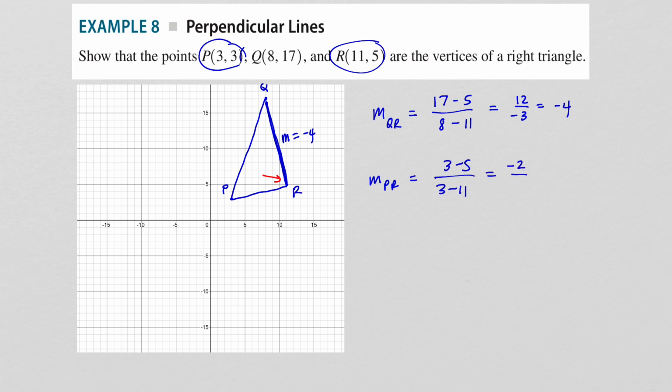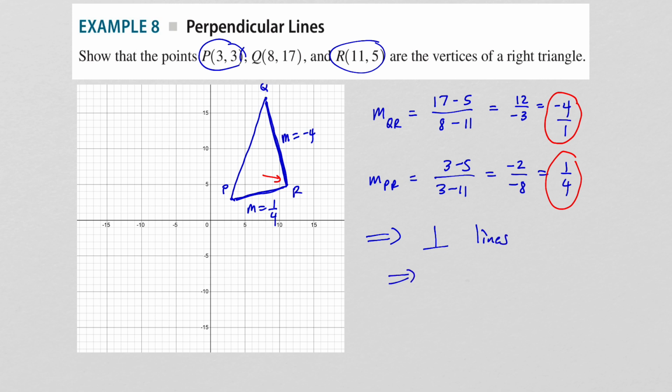This is -2 divided by -8. And that simplifies to +1/4. So the slope of this line right here is +1/4. So notice that one slope is -4/1 and the other slope is +1/4. This means that these two lines are perpendicular. And perpendicular lines form a right angle. And any triangle that has a right angle, so there's a right angle right here, is a right triangle. Okay?